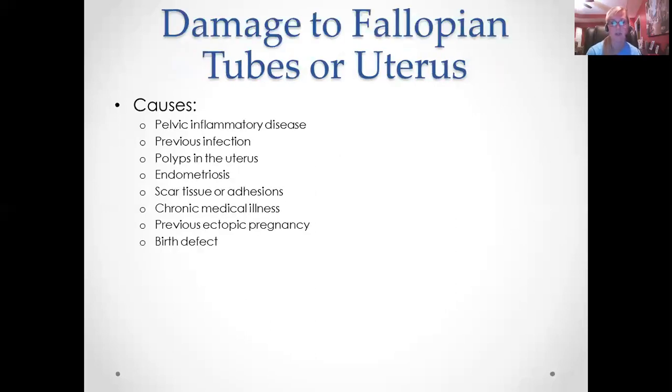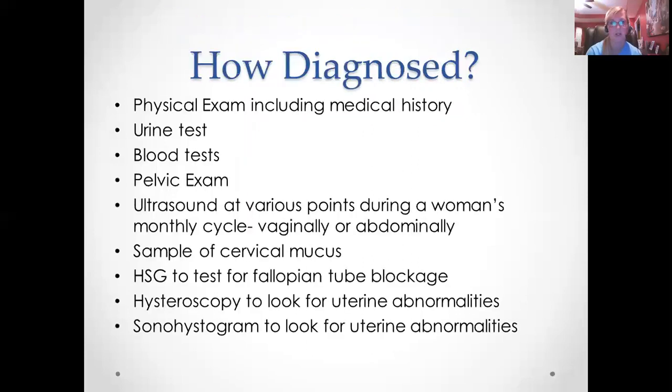Damage to the fallopian tubes or uterus: pelvic inflammatory disease, some type of infection, endometriosis, chronic medical illness, ectopic pregnancies, birth defects, scars, different things like that cause damage to the fallopian tubes or uterus. There's a test they can run, an HSG test where they clean out your tubes, and so that would help see if there was damage to the fallopian tubes or uterus. So those were the two big ones, which is why I discussed those, because those were the two that had a lot of subcategories within them.